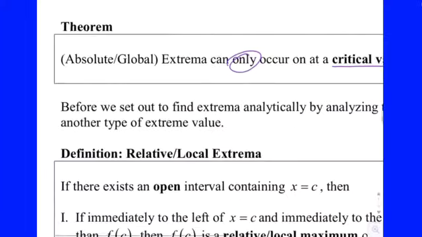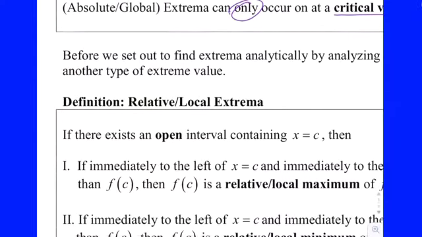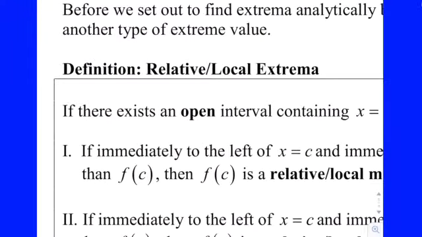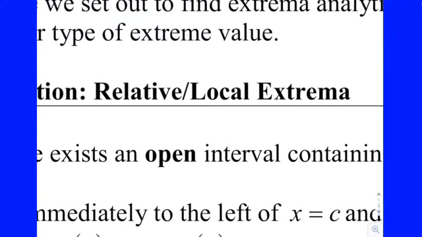All right, so before we set out to try and find them analytically, we need to address another type of extreme value, one that Mr. Armstrong brought up yesterday. These are called either relative max-mins, relative extrema, or local max-mins. Now, the slash means that those two names are interchangeable, like absolute and global.